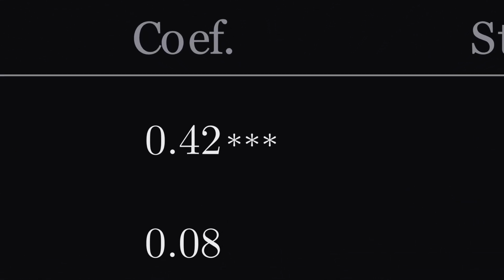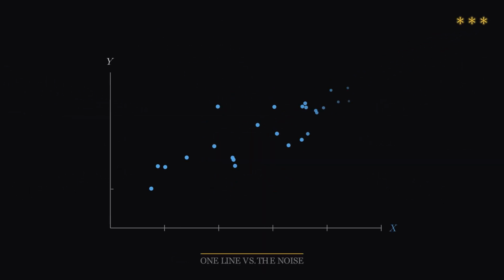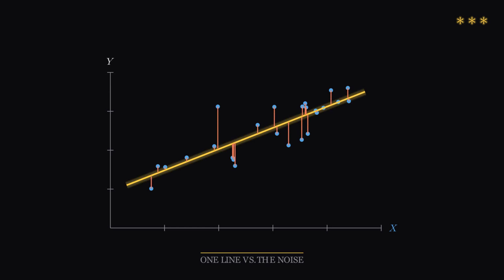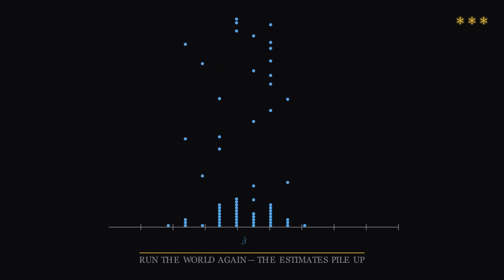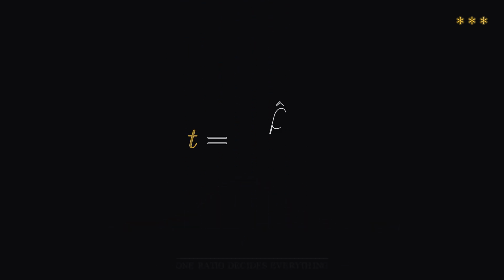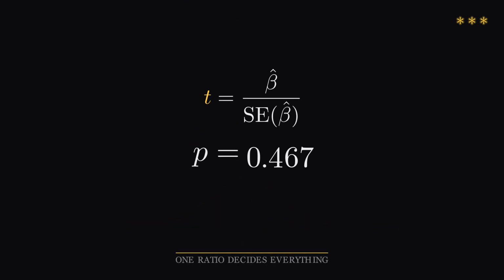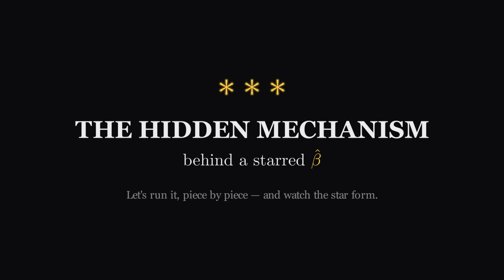Economists regularly publish this, and almost every argument about wages, prices, and policy ends up resting on this one tiny symbol, the asterisk. It looks like decoration, but it's not. It is the proof. Behind that star is an entire mechanism. One line fighting through a cloud of noise, thousands of parallel samples we never see, a bell curve that shows up everywhere, and a single ratio that decides the fate of the result. For the rest of the video, we'll run the hidden mechanism piece by piece, and we'll see how this star forms.